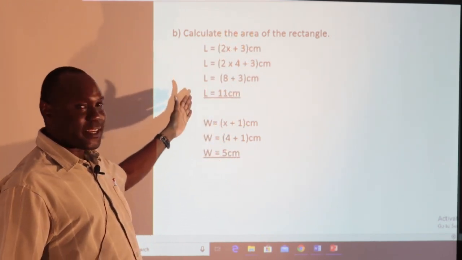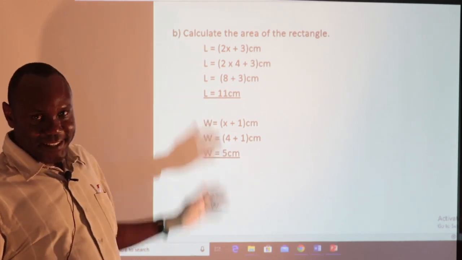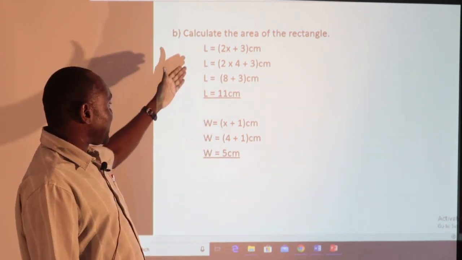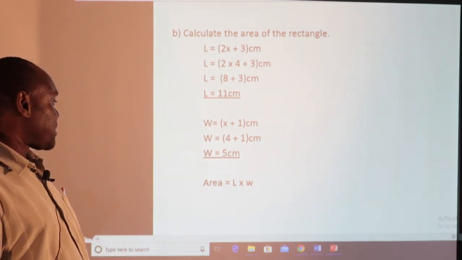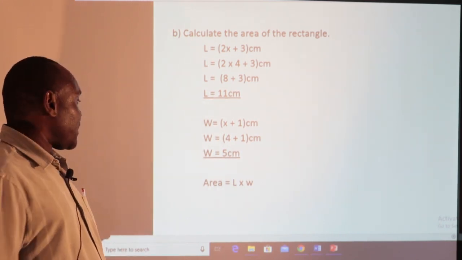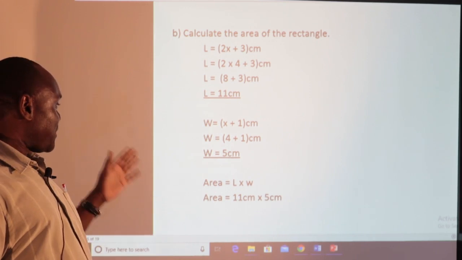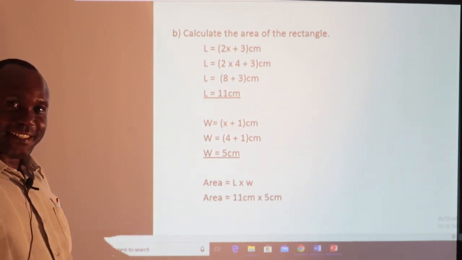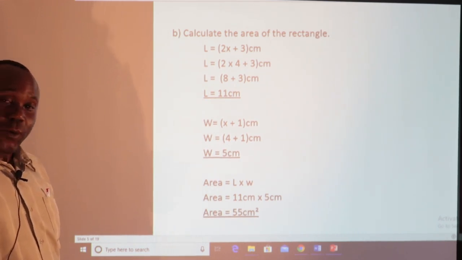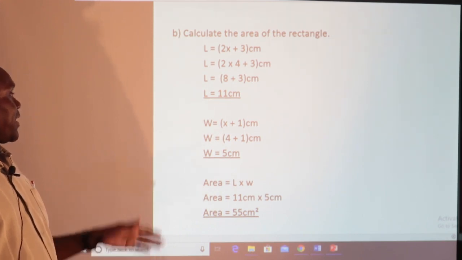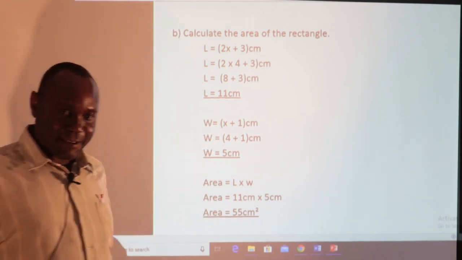A B1 for finding the actual length, which is 11 centimeters, and then B1 for 5 centimeters. Then, after knowing the length and the width, we can now bring the formula for finding the area, which is length times width. That is 11 centimeters times 5 centimeters. Be consistent with the units. So the area is 55 square centimeters. So the examiner gives you 1 mark here, 1 mark here, 1 mark there. Then you get your 3 marks.